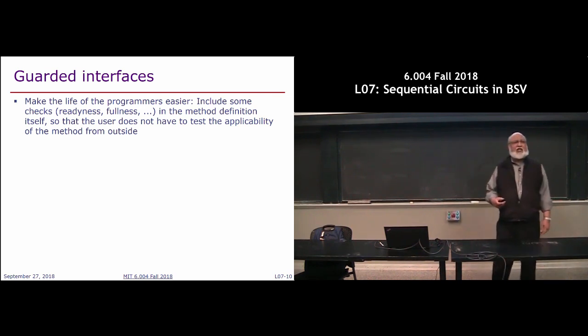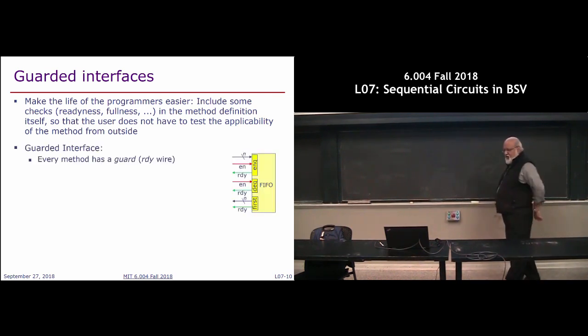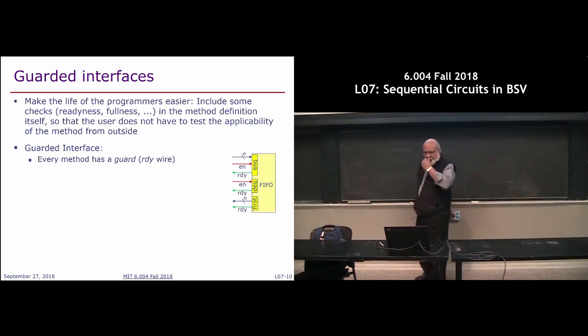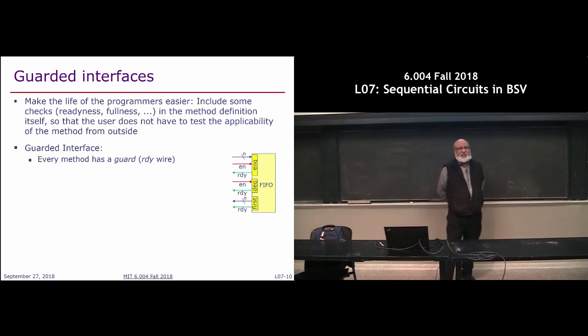I mean, that would be very convenient. When we do that, it's called a guarded interface. And that's what a guarded interface looks like. Every method has a guard. You can think of a guard as a ready wire coming out. It's saying, yes, I'm ready, I can be applied. If it's not ready, so now we are diverting from software, this is a very hardware view of things, if ready is not true, you can't use that method at all.